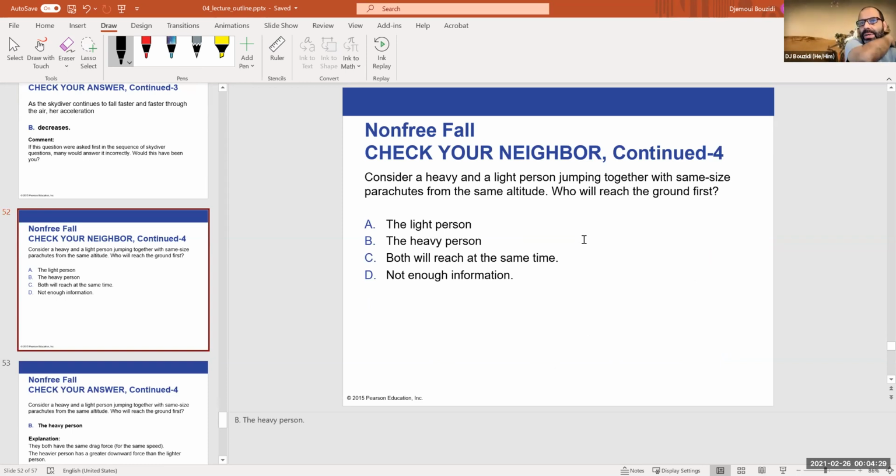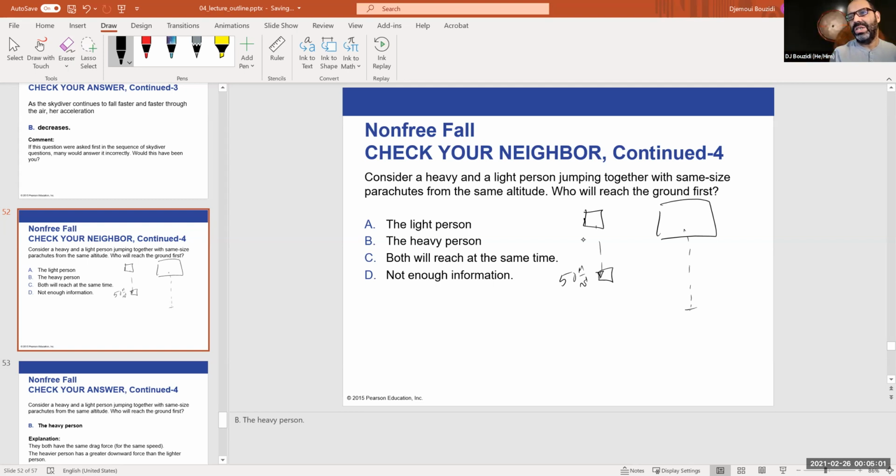And this is the example I gave earlier. Consider a heavy and a light person jumping together with same size parachutes from the same altitude. Who will reach the ground first? Ask yourself, which one has the higher speed? There is a light person and there is a heavy person. This one will reach terminal velocity soon. So his terminal velocity, for the sake of argument, is 50 meters per second. And this person will need more time to build up and reach it. When this guy reaches 50 meters per second, this one is still building up more speed, so is going to run at, for example, 70 meters per second. So which one will reach the ground first?